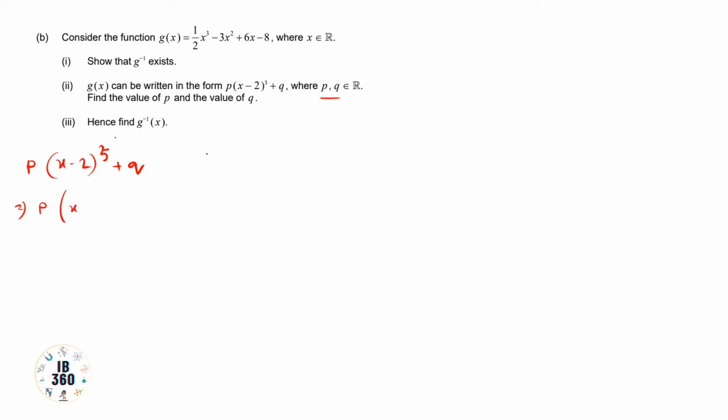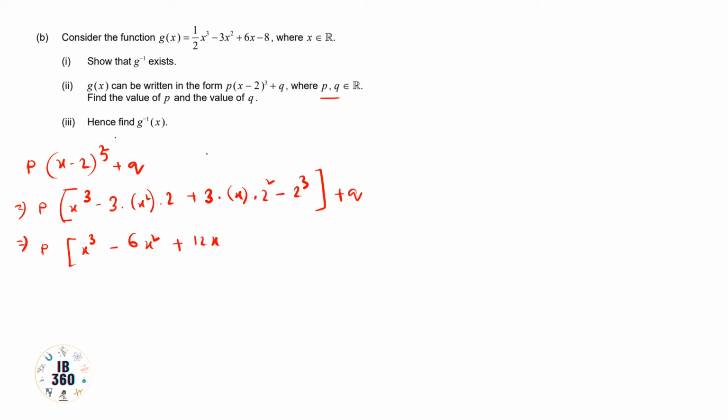So p into, this will be x cube minus 3 into x square into 2 plus 3 into x into 2 square minus 2 cube, plus q. Just see the steps whatever I am doing here. So this is p into x cube minus 6x square plus 12x minus 8, plus q.